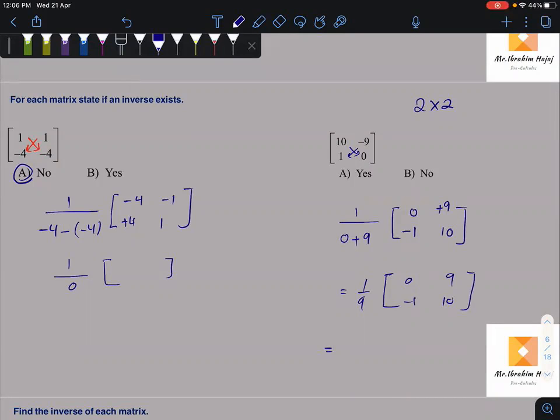So here we can say yes, it has an inverse. And here, no, it does not have an inverse. Secondly, guys, you have to multiply this 1 over 4 by all elements inside, and then find the answer.